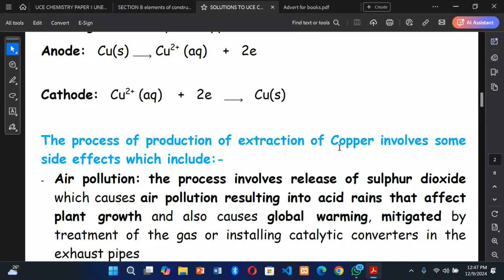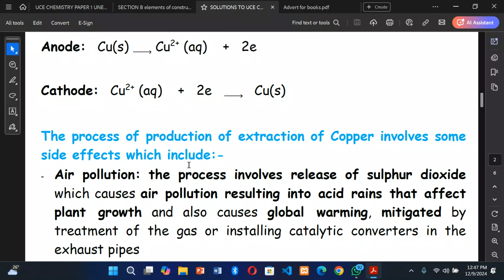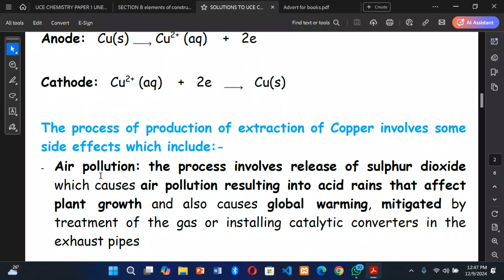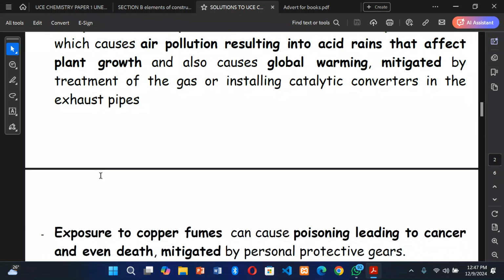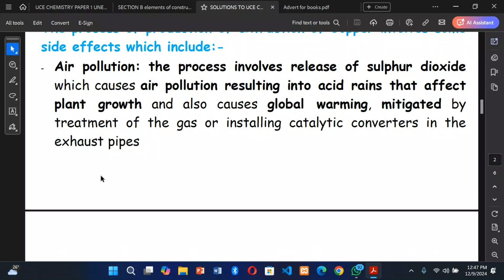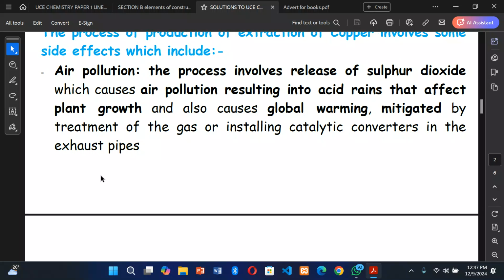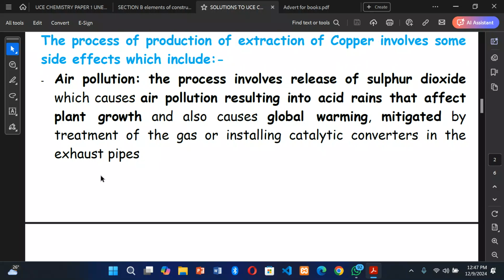extraction of copper involves some side effects, which include, so the side effects, when attempting this question, we need to identify only one, explain, and then we mitigate. It gives you all the 3 scores. But for the revision purposes today, I have come up with 2 of them. But as a learner, you can include only one, but very well explained. So you choose the side effect that you can explain very well, the one you can easily mitigate. There, you'll be able to get all the 3 scores.